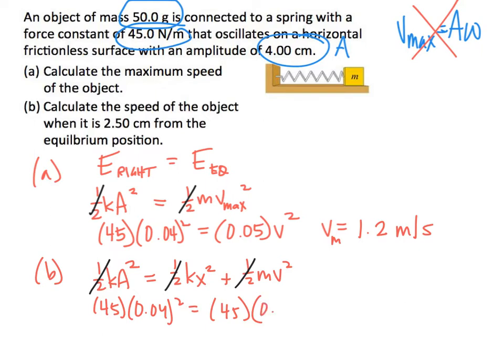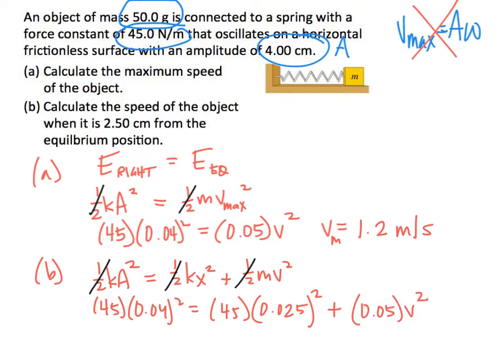That's our reference point. So 0.025. Sorry, I canceled out my 1/2. I'll put it back in there. And then the mass, again, is 0.05, and then times our speed squared.